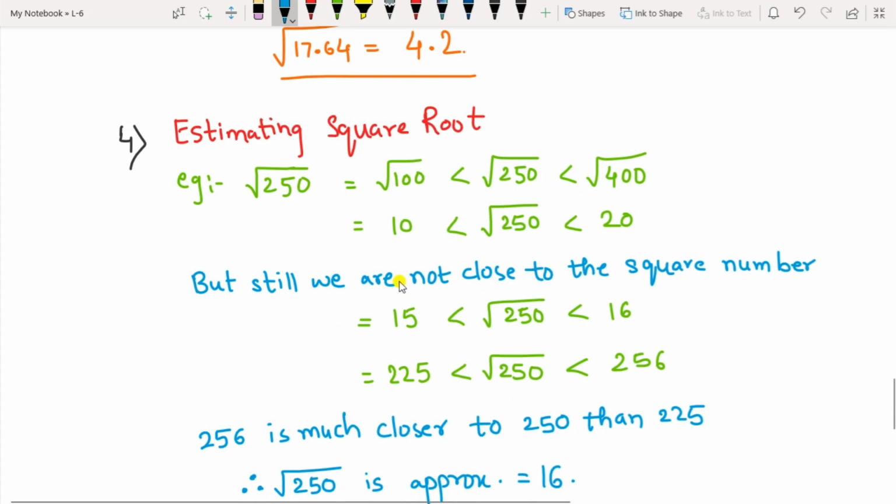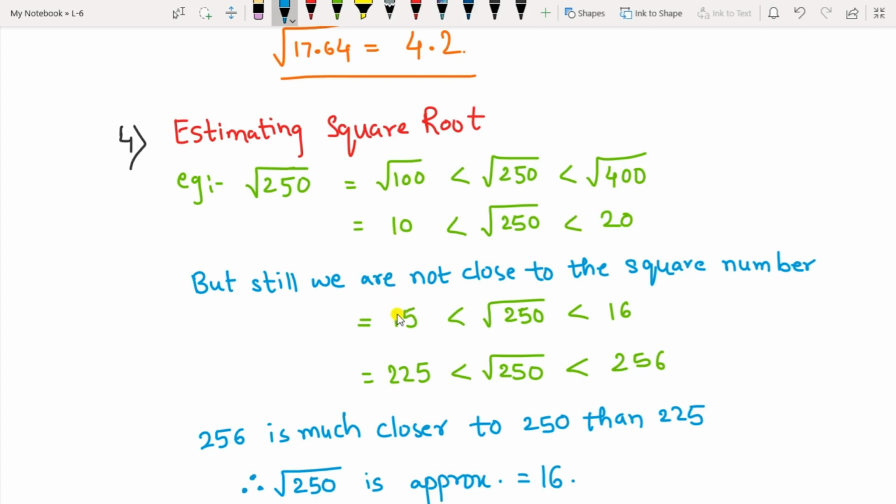The fourth property is estimating square roots. That is, if a number is given but it is not a perfect square, we have to find out which number's square it comes near to. So we have to write the answer approximately. Suppose 250 is taken. It comes between 100 and 400. 100 means 10 squared and 400 means 20 squared. Yet it is not very close to them.